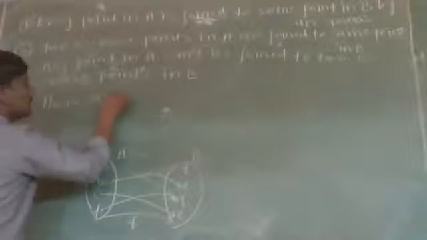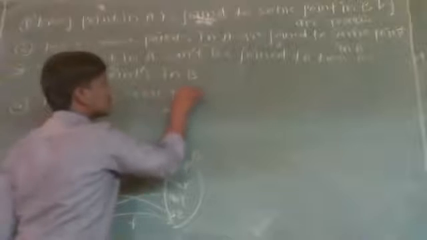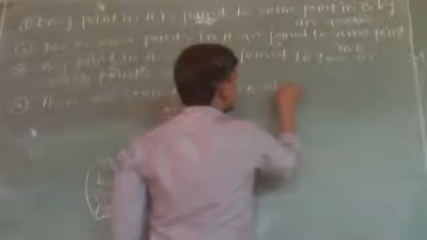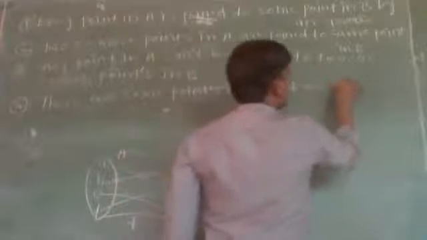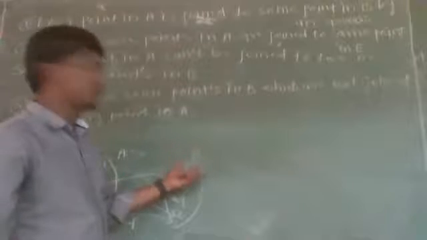Now, there are some points in set B which are not joined to any point in A. That is, set B has some elements which are not joined to any element of set A. Here, element T is in B, which is not joined to any point in A.